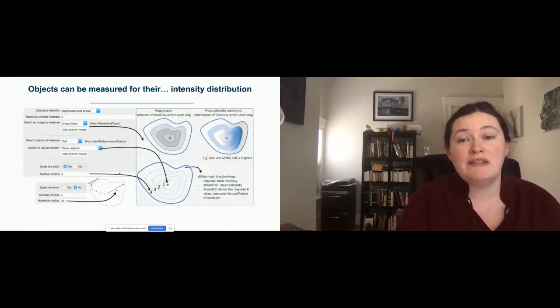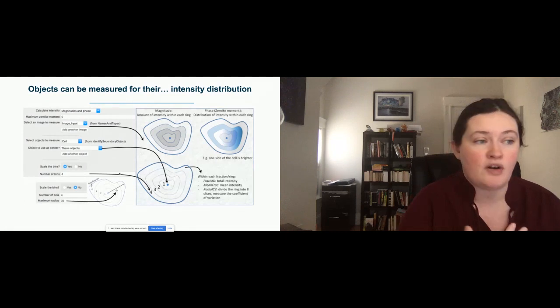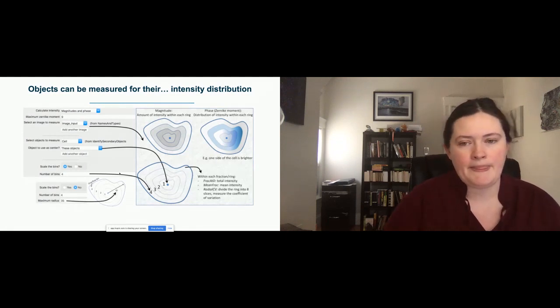You can also measure the distribution of that intensity. Is it all evenly distributed throughout my whole object? Is it more on the right versus the left? Is it more on the inside versus the outside? All of that might be really important for describing your biological phenotype.